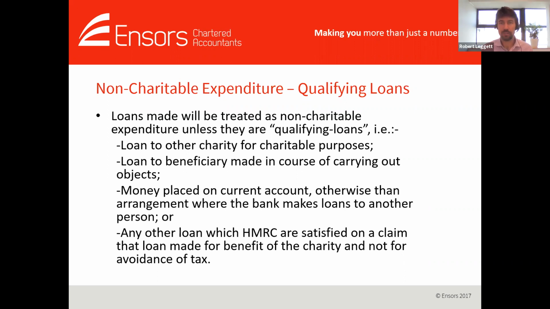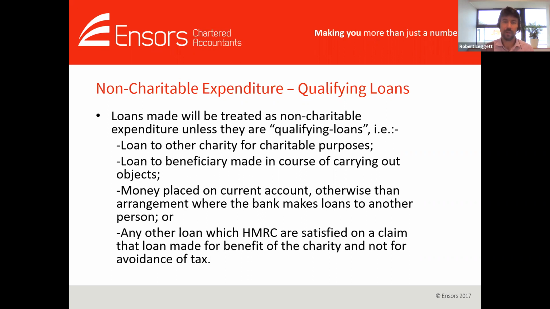Equally, we see quite a lot of charities that might be making loans, potentially sometimes to a trading subsidiary, which we'll come on to shortly. But again, if the loan is non-qualifying, this creates non-charitable expenditure. So a qualifying loan is either it can be made to another charity for charitable purposes or to a beneficiary, because that's to do with carrying out the objects. Simple current accounts are fine.